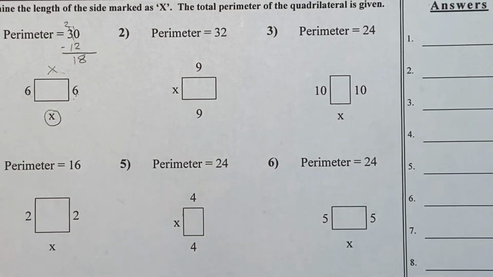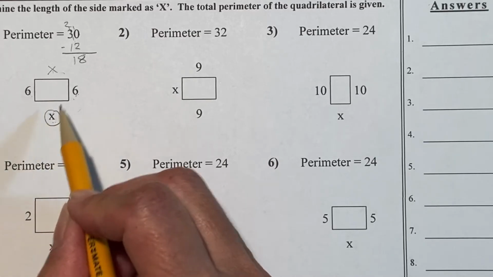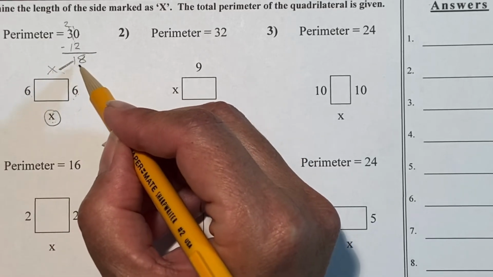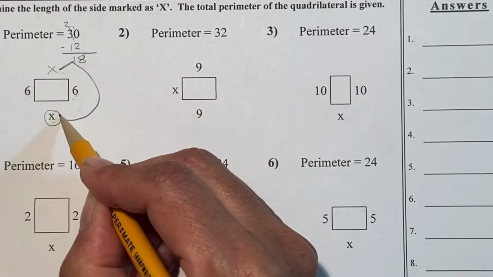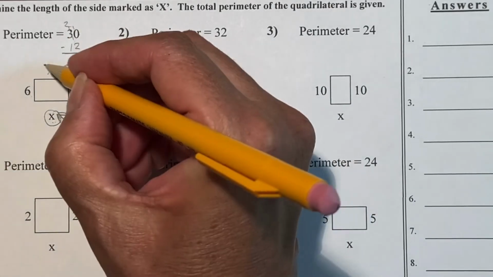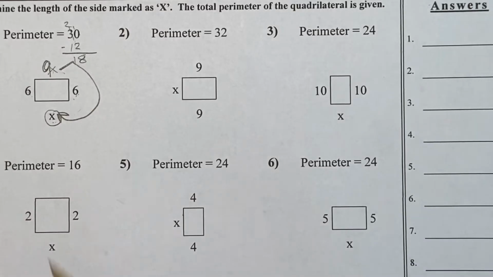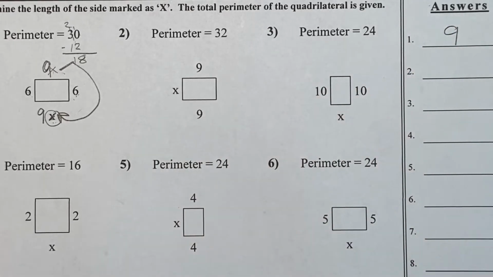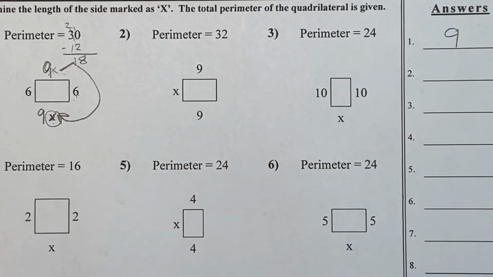Now don't rush to write your 18 here, because this 18 needs to be split in two. Half of it goes to the top line and half of it goes to the bottom line. That means that half of this 18 is 9, goes to the top, half of this 18 is 9, goes to the bottom, and the missing x equals 9. That's a lot to remember. Let's do number 2 and see if we can make it a little more efficient.